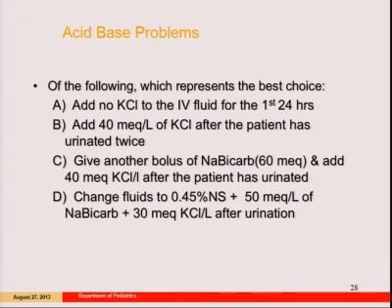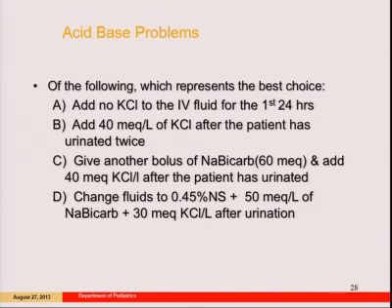Of the following, which represents the best choice? Probably what you do is not on this slide, but that's the aggravating thing about boards, is you have to choose the best choice of 4 things, none of which you might do.